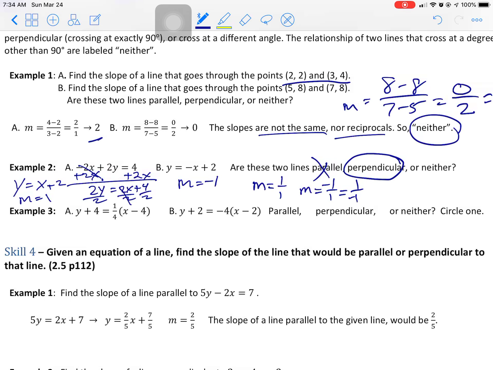Here, let's try the next one. This one is in point slope form. Here's your 1/4, and here is your -4. -4 is over 1, so that's the same as taking this, flipping it upside down, and adding a different negative to it. So it is perpendicular of each other. Okay.